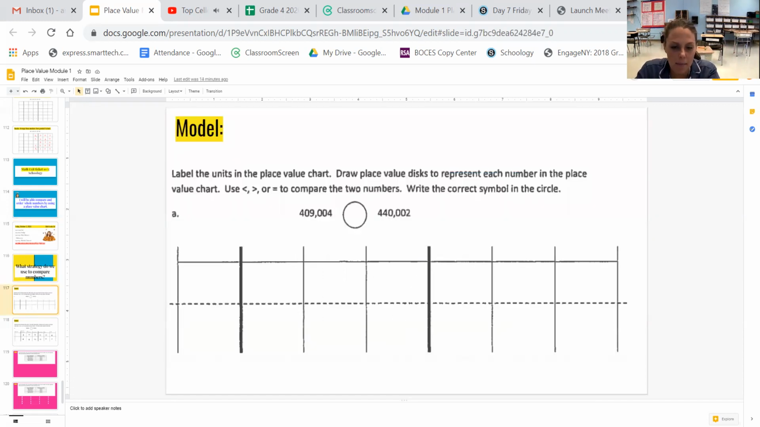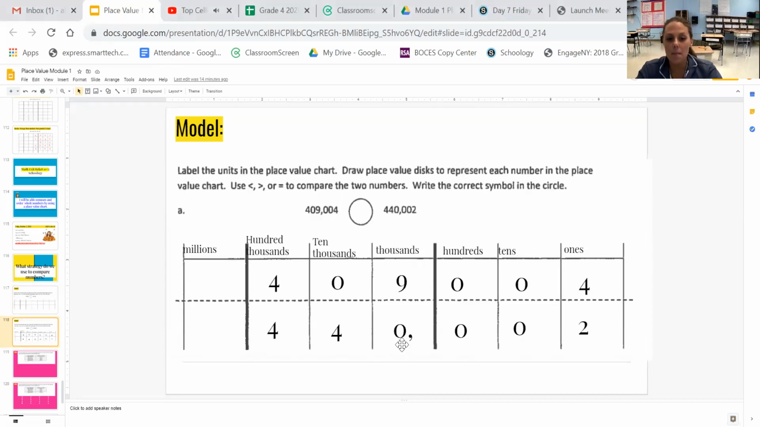So let's start by watching me do this very first one. We're going to compare these two numbers. Our very first step was to simply write them in our place value chart, line up our 100,000s with our 100,000s and so forth. So we always start in our largest place value, which in this case was the 100,000s place. And then we are going to compare. So let's compare 400,000 to 400,000. Well, we know those are the same, so that doesn't really help us. So we're going to go to our next biggest place value, which is the 10,000s place.